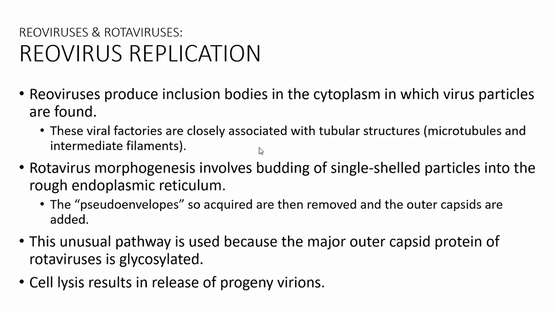The reovirus production produces inclusion bodies in the cytoplasm wherein the virus particles are found. And these viral factories are closely associated with tubular structure. The rotavirus morphogenesis involves budding of single-shell particles into the rough endoplasmic reticulum, and the transient pseudoenvelopes so acquired are then removed and the outer capsids are added. This unusual pathway is used because the major outer capsid protein of rotavirus is glycosylated, and cell lysis results in the release of the progeny virions.